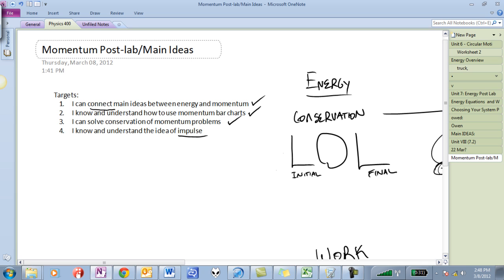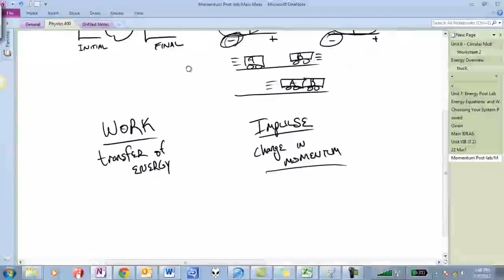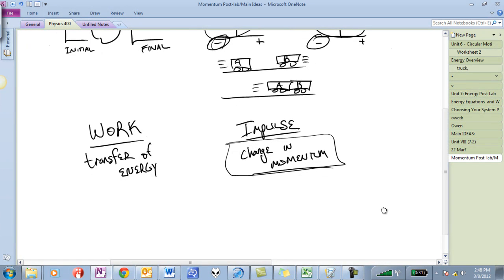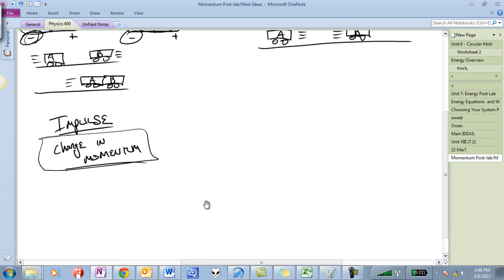And then last but not least is understanding the idea of impulse. Impulse, like I said, is very similar to work. And the way that we can talk about impulse is a change in momentum. So, to best understand this, we actually need to go back to the example of the two cars colliding.